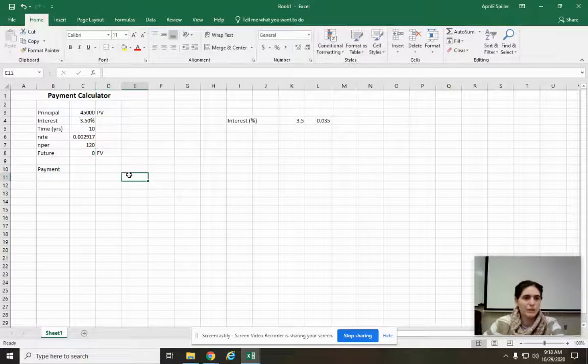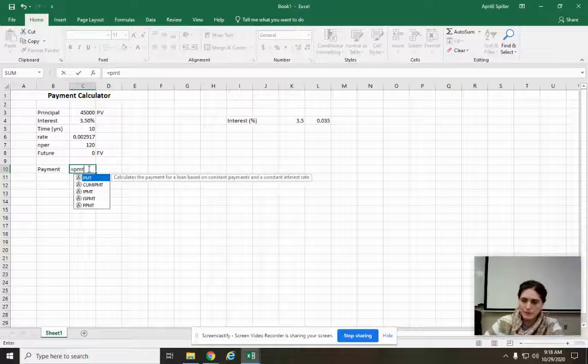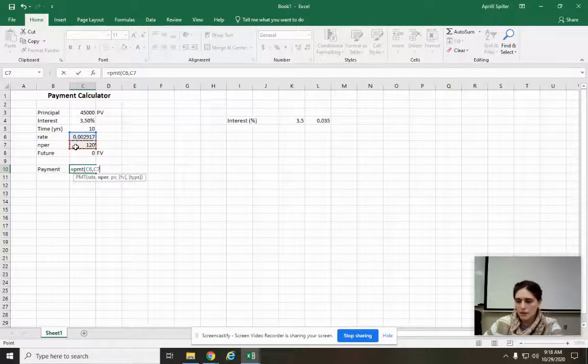You could have something where you wanted to know what your payment would be if you only want to get it down to 10,000 or something like that. In that case, you would have a future value. So our basic formula is equals, and we go PMT for payment. It wants my rate, so I click on that, comma. It wants my number of periods, so I click on that, comma.